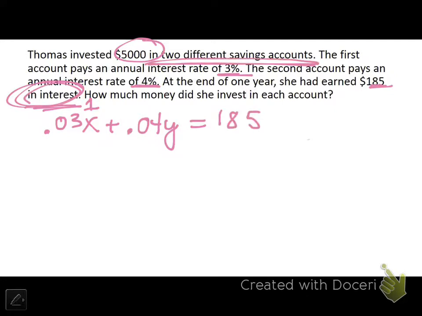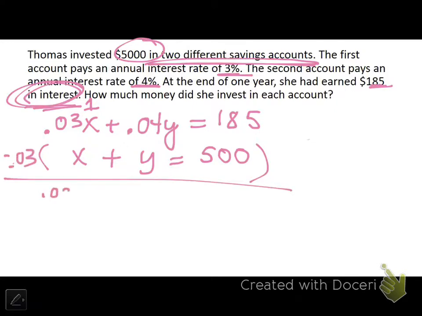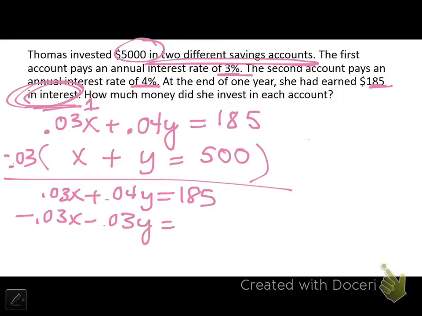So now my two different accounts should be a total of $5,000. So if I add one account to the other, there should be $5,000. So we're just going to do x plus y equals 5,000. So let's times this by negative 0.03. So I get negative 0.03x, because I'm getting my x's to cancel, minus 0.03y is equal to negative 150. Our x's cancel because one's positive, one's negative. 0.04 plus negative 0.03 should be 0.01. 185 plus negative 150 should give me 35.